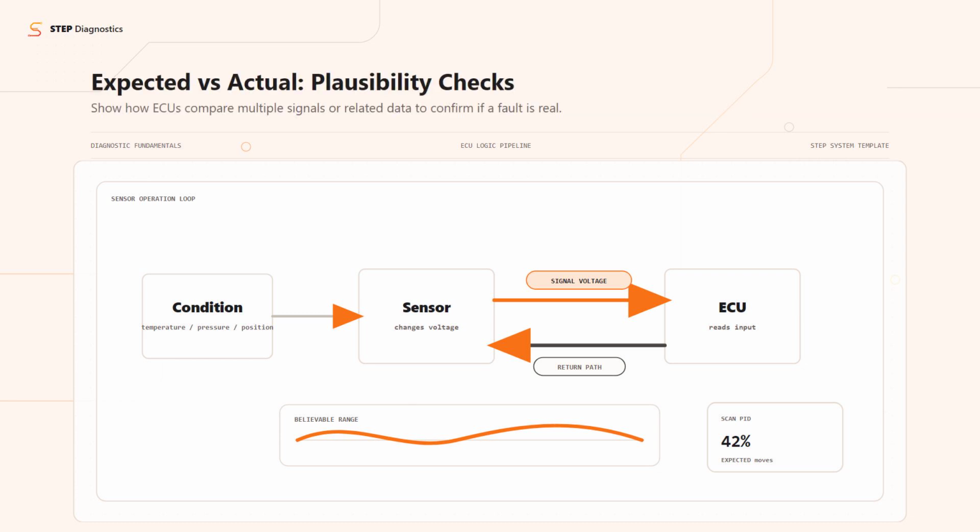ECUs use plausibility checks to decide if sensor data makes sense. For example, it might compare throttle position with airflow and engine RPM. If one value disagrees sharply with the others, the ECU may decide a sensor or circuit is faulty, even if the value is still within its normal range.